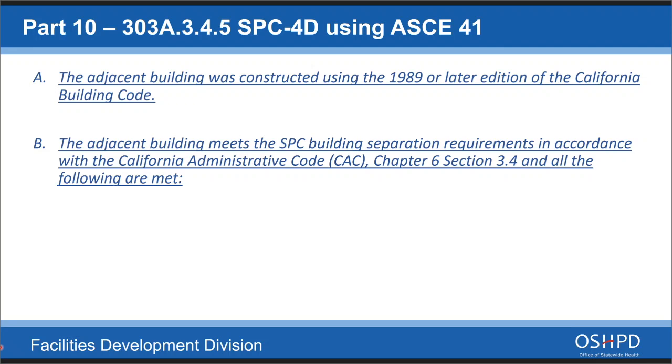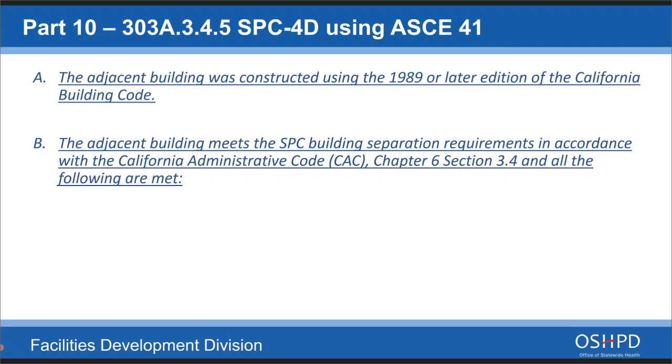So item A is if the building was constructed using the 1989 or later edition of the California Building Code. So these are basically buildings that are SPC 5 buildings. If the building was an SPC 5 building, that means it's already assumed that the adjacent building deficiency in the CAC was already satisfied. Therefore, if the adjacent building to the SPC1 is an SPC 5, we're assuming that condition has already been satisfied. We're not going to check it to reclassify the SPC 1 or 2 buildings to SPC 4D.